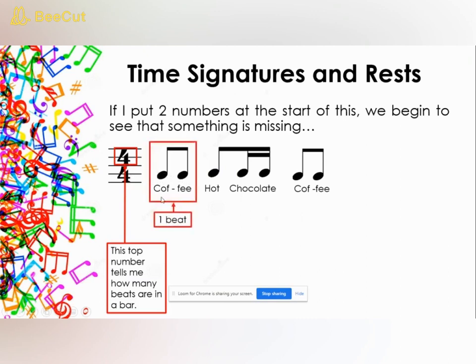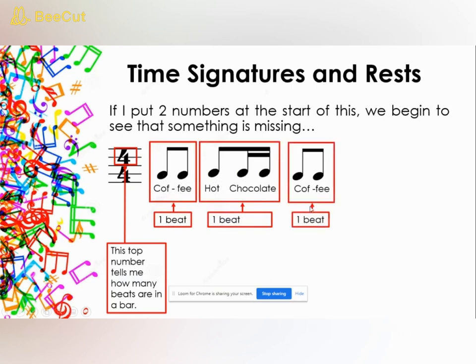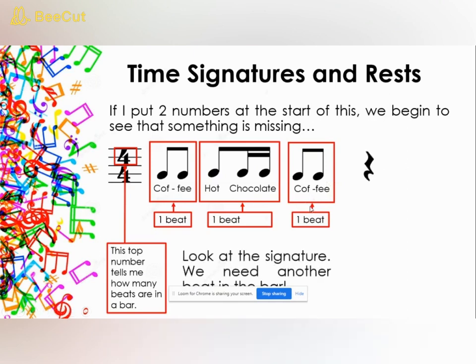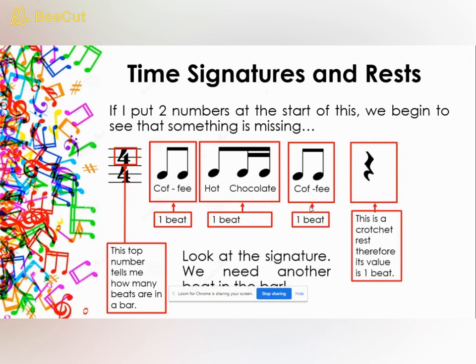2 half beats, all right? 2 half beats equal 1 whole beat. Then we've got hot chocolate, again, half and 2 quarters equals a whole. And finally coffee again, which we've already worked out is 2 halves, and it's a whole beat. So we're missing something, and it's a crotchet rest that we're missing, and that's what it looks like. A crotchet rest has got the value of 1 beat. So there's 1 beat where we're not playing.